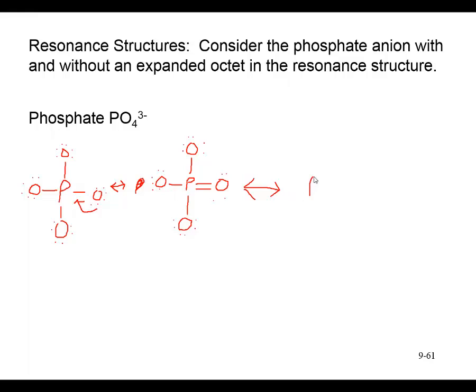So I can have a structure where I have the double bond to the upper oxygen. Now I'm not going to show all the lone pairs, but you can go ahead and draw those in there. I'm going to have 3 lone pairs on any oxygen that has a single bond and 2 on the oxygen with a double bond. I just haven't shown them here for brevity. Then I could have a 4th resonance structure with phosphorus double bonded to the oxygen on the left and single bonded to the other oxygens.